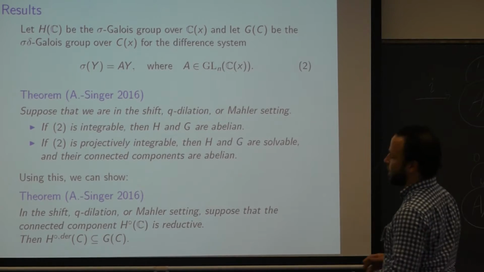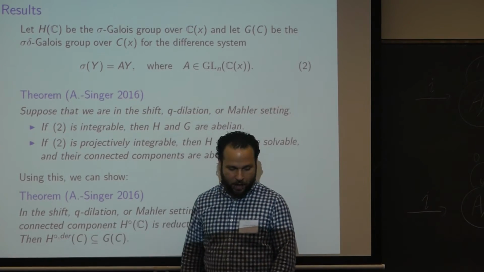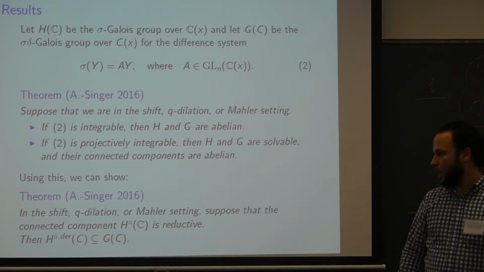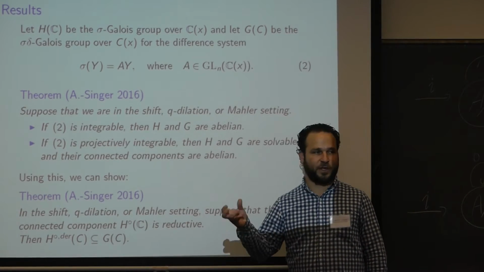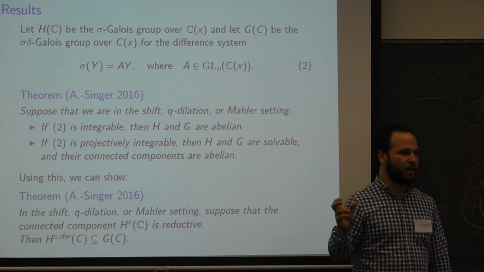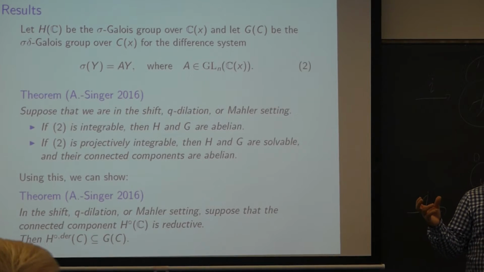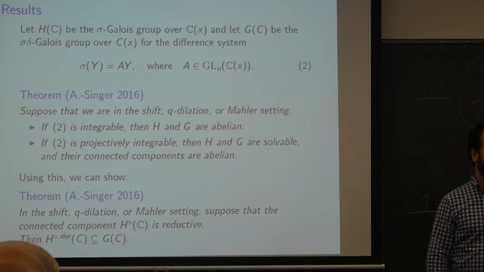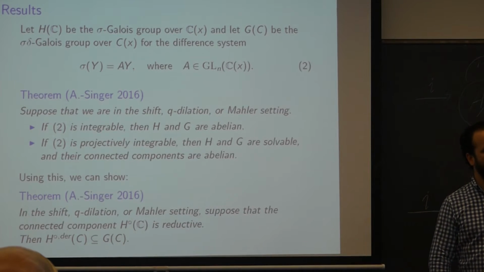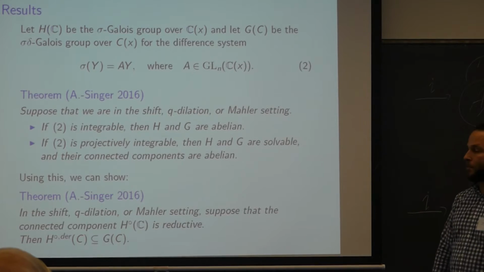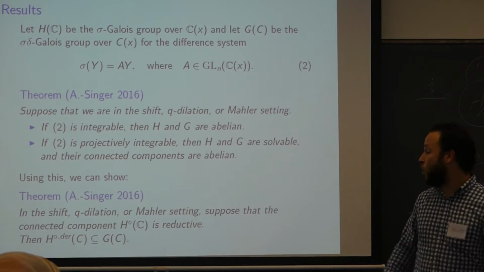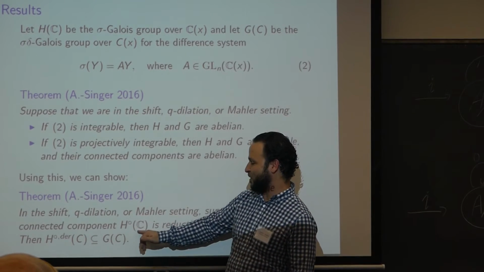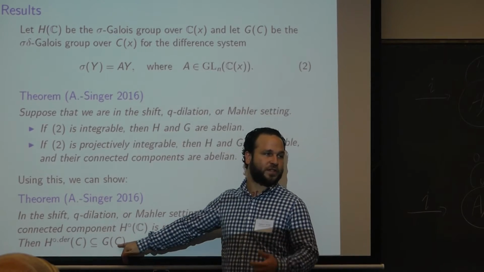What is DER? Oh, I'm so sorry. The DER is the derived subgroup, and it's fancy speak for the commutator of H. It's the commutator subgroup of H. Yeah. What is C? C is the complex numbers. But this one is the whole differential closed field.